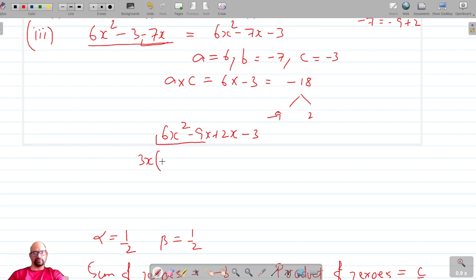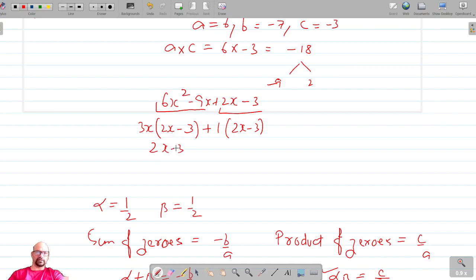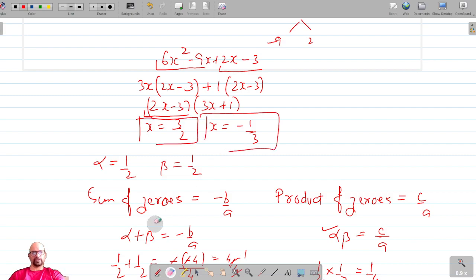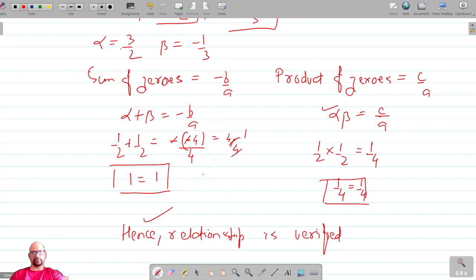Common is 3x for these two terms, which leaves me with 2x minus 3, and for these two terms common is 1, so this is 2x minus 3. So 2x minus 3 is common, and this is 3x plus 1, which gives me x is equal to 3 by 2. If I assign this to 0, this gives me x is equal to negative 1 by 3. So these are the two zeros, and let me write them as alpha and beta. So alpha is 3 by 2, beta is minus 1 by 3.